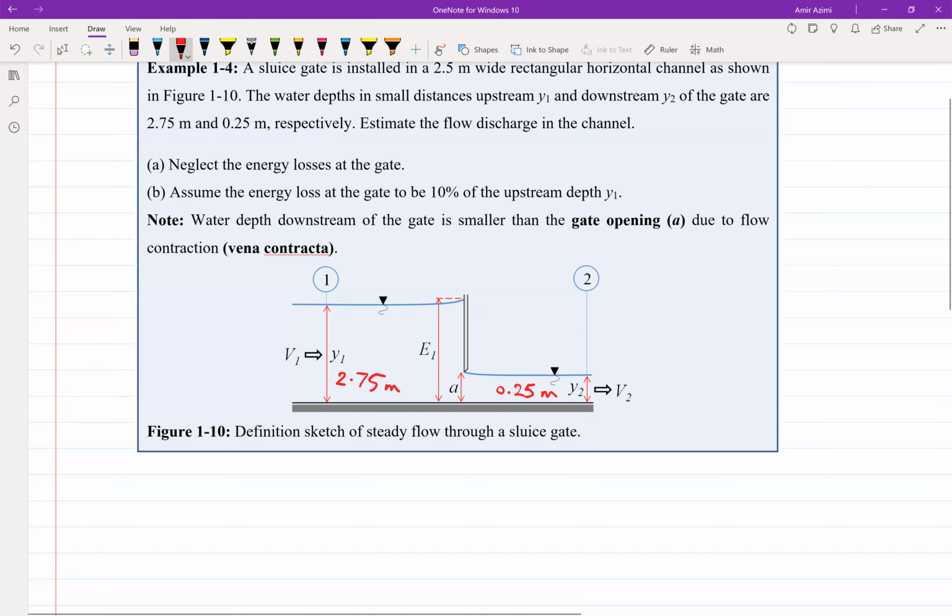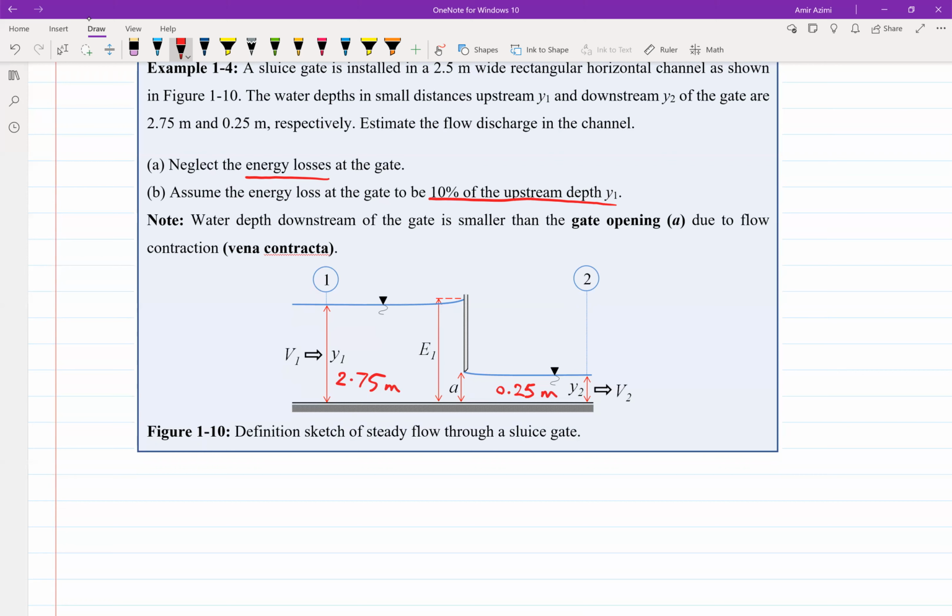So knowing that we have y1 and y2, we would like to estimate the discharge in two conditions. The first condition is by neglecting the energy losses, so assuming that the energy loss is 0. And in part B, we assume that the energy loss at the gate is 10% of the upstream depth.